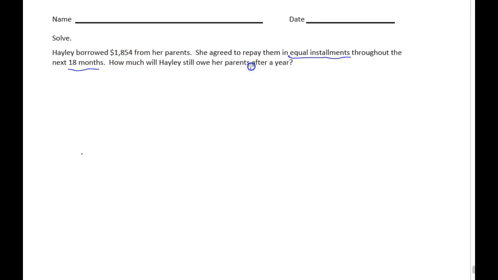So how much will she owe her parents after a year? So you know 18 months and a year is different. How much will she still owe after 12 months? She's going to pay for a total of 18 months, but they're asking how much is she going to still owe. So if you think about it, that's like the last 4 months. So if you figure out how much each month costs, then you can figure that out.